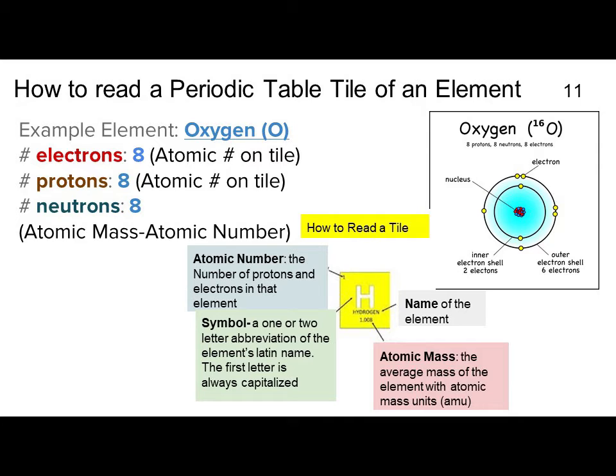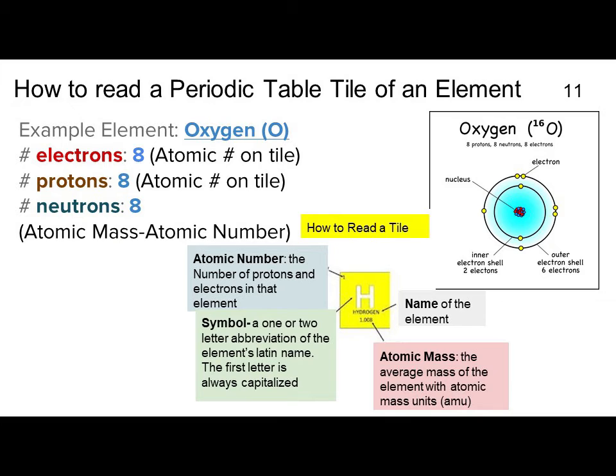Here's how to read a periodic tile of an element. In this example, the element is oxygen, you see there to the right. The number of electrons is 8. The number of protons is also 8. Why is that? Because the number of protons always equals the number of electrons. You have 8 in the outer shell and 8 in the inner shell inside the nucleus. And the number of neutrons in this case is 8.